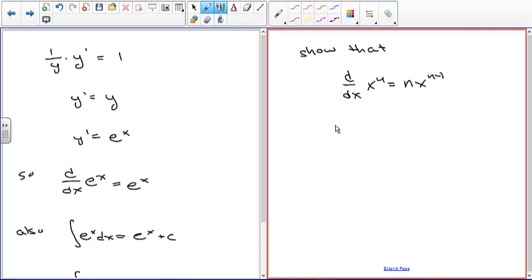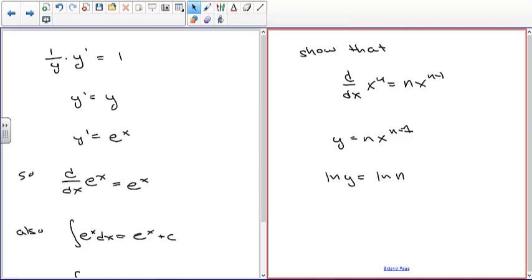So what we would do is say y is equal to n x to the n minus 1. So what I want to do is use logarithmic differentiation. The way we do that is we take the natural log of both sides. Pardon me, that's not what I wanted to do. Sorry, I just wanted x to the n. I don't know why I did that. So we want to know, what is the derivative of x to the n?